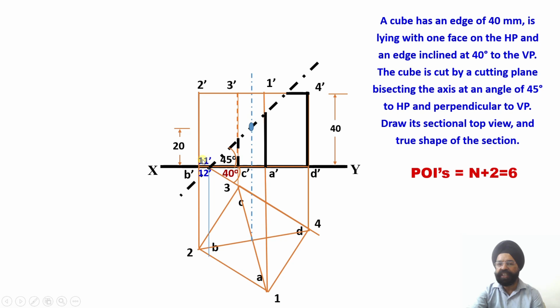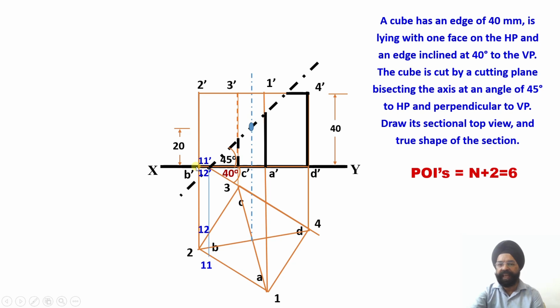11 dash is the point of intersection of this cutting plane with the base edge AB. That is why I am going to mark point 11 over here. Similarly, what is the name of point 12 dash? Point 12 dash is the point of intersection of this cutting plane with the base edge BC. So in the front view, you see AB lies here. This is A dash, B dash.